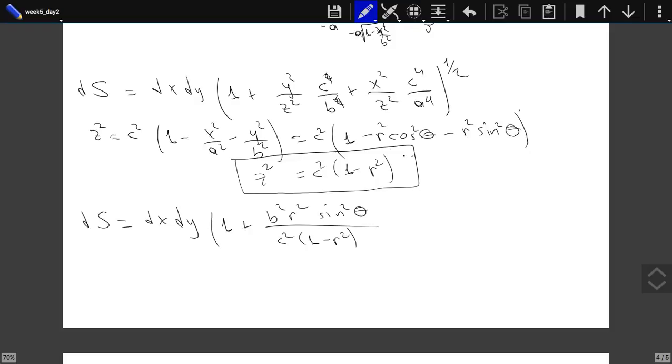This is the y squared over z squared times, I have c to the 4 divided by b to the 4, plus I have b squared r squared cosine squared theta divided by c squared (1 minus r squared) times c to the 4 divided by, no, this is a squared, a to the 4, to the power 1/2. This is our ds.